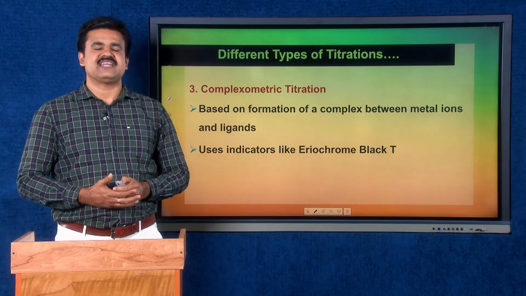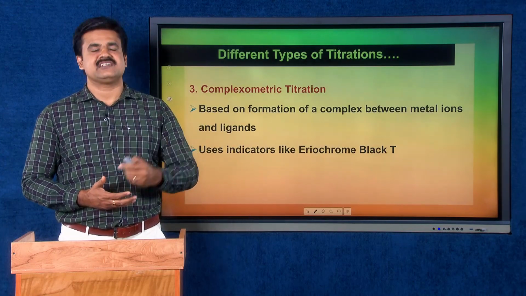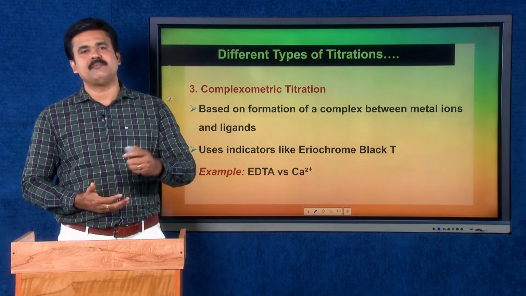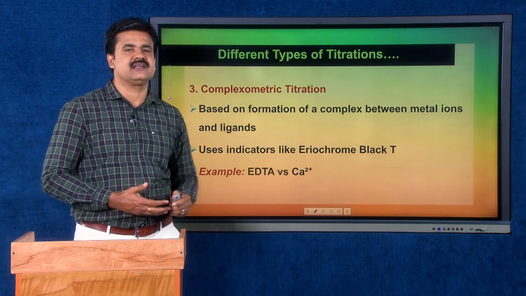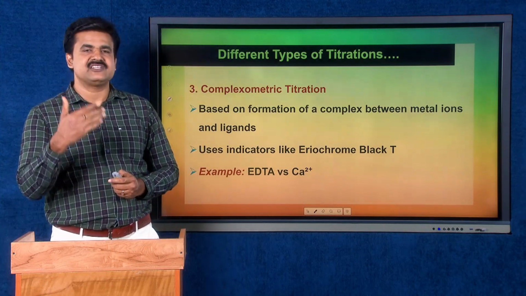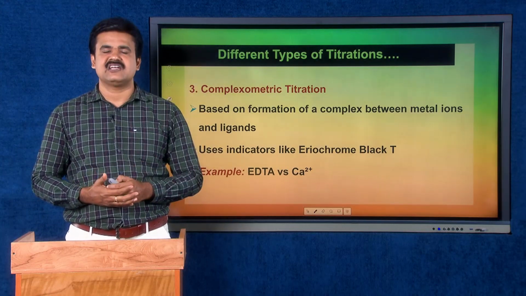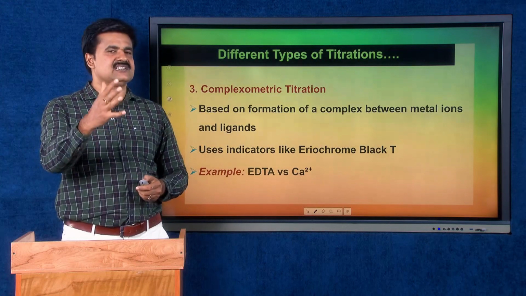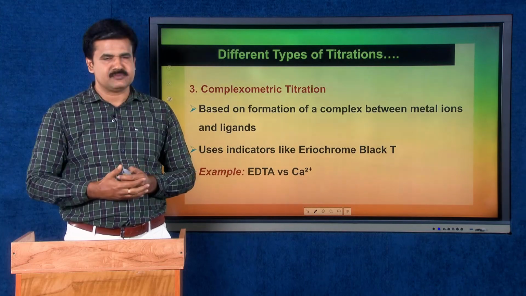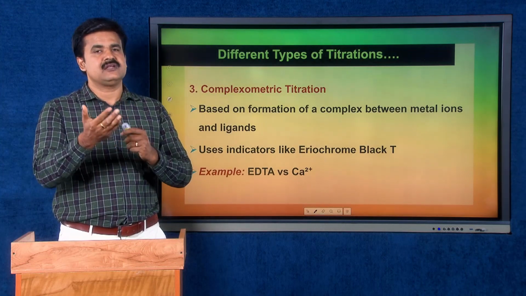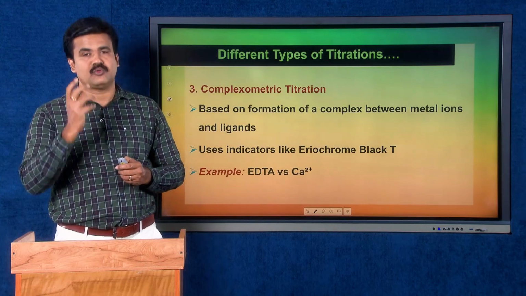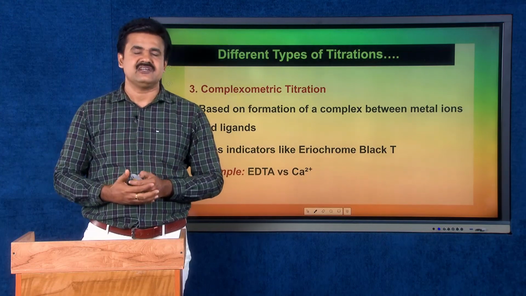Such kind of titration utilizes indicators like Eriochrome Black T, Murexide, etc. Now, a typical example for such a complexometric titration is the titration between ethylene diamine tetraacetic acid, which is a chelating complexing agent, against calcium 2 plus ion. That is, in the titration between EDTA and calcium 2 plus, there occurs complexation, or calcium undergoes complexation with ethylene diamine tetraacetic acid.